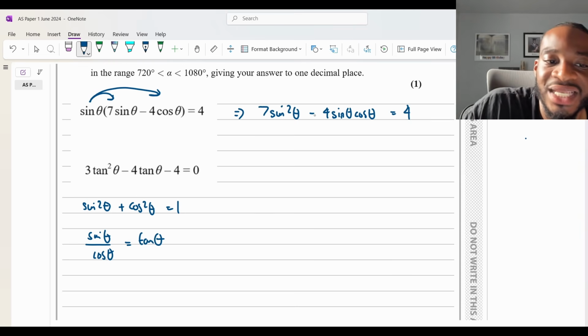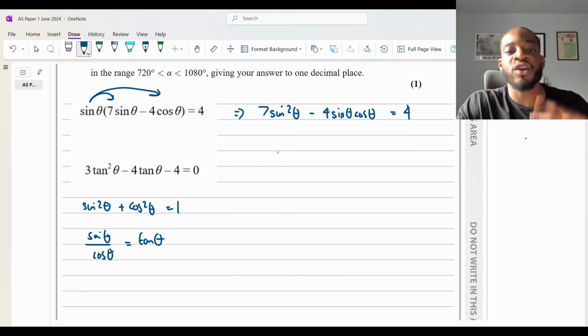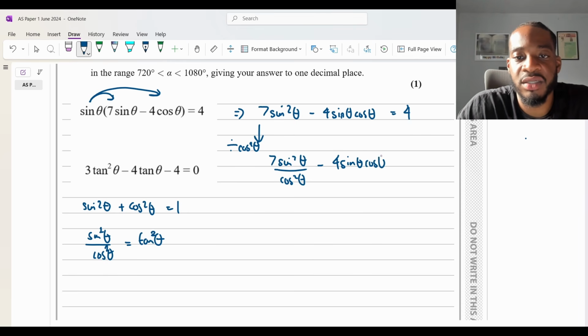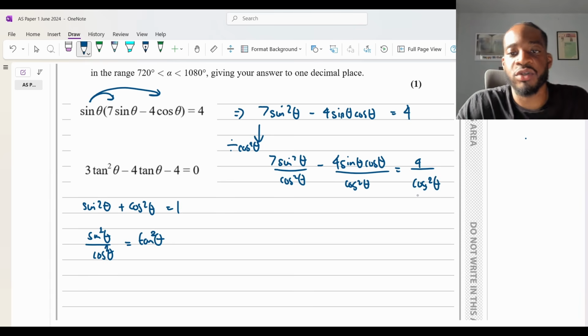Now, for me, because I need a tan squared, I would try and create that by looking at this identity, right? Sine over cos is tan. But if I put a square there, then I'll put a square there and a square there as well, wouldn't it? So for me to get a tan squared, what I could do is introduce a denominator of cos squared. And the only way I can do that is by dividing through by cos squared. So I'm going to do that there. So if I do that, I would have 7 sine squared theta over cos squared theta, and then that would be minus 4 sine theta cos theta over cos squared theta. And then this is going to equal 4 over cos squared theta.